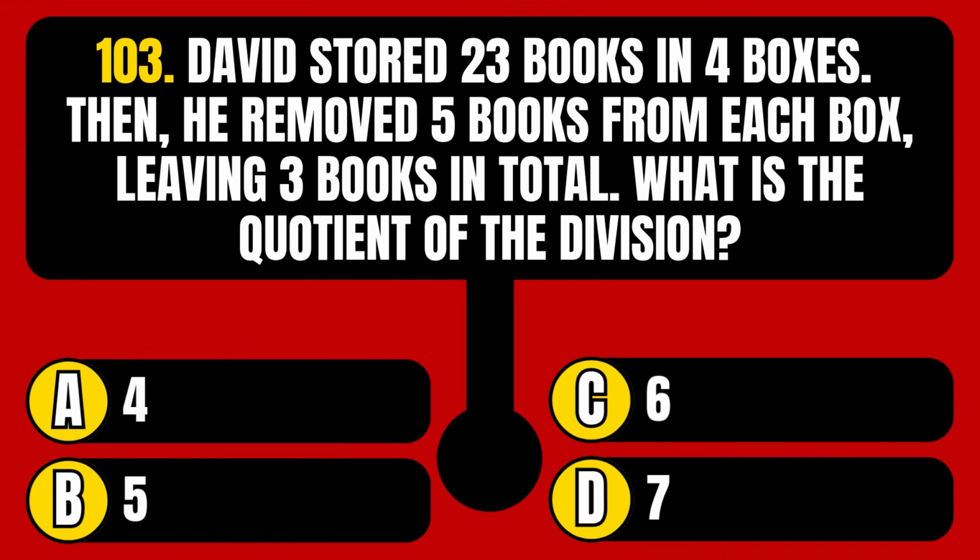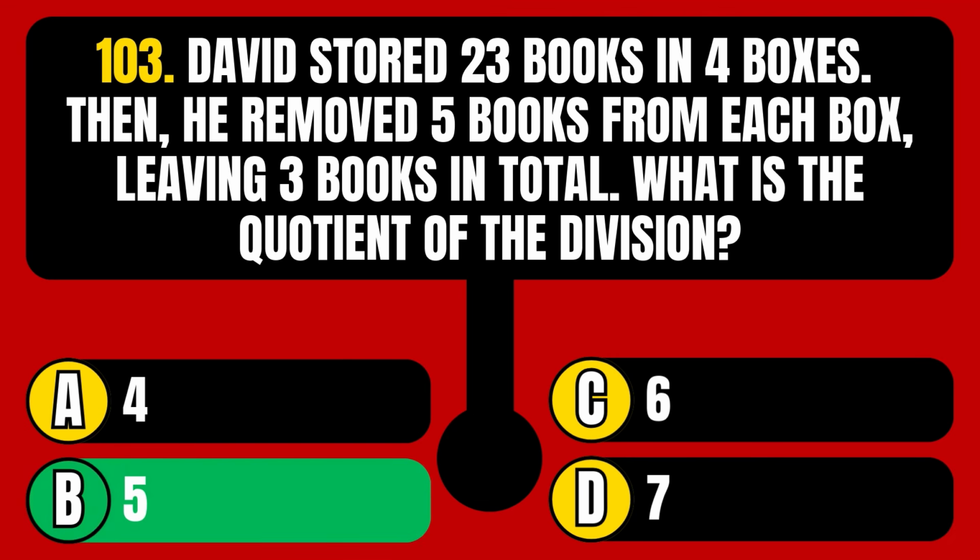David stored 23 books in 4 boxes. Then, he removed 5 books from each box, leaving 3 books in total. What is the quotient of the division? 4, 5, 6, or 7? The correct answer is option B, 5.